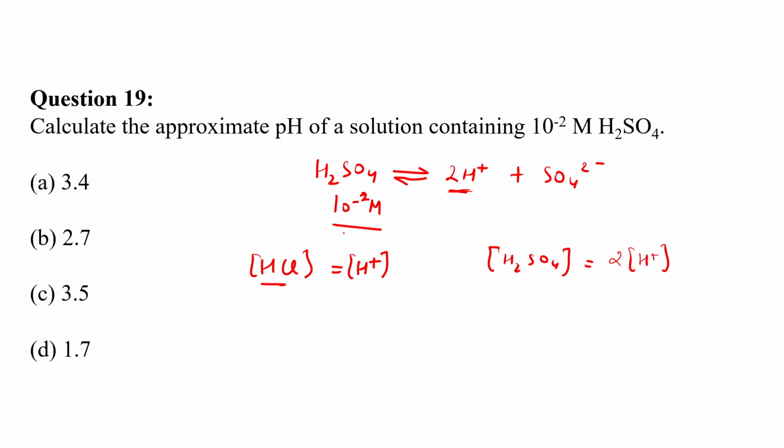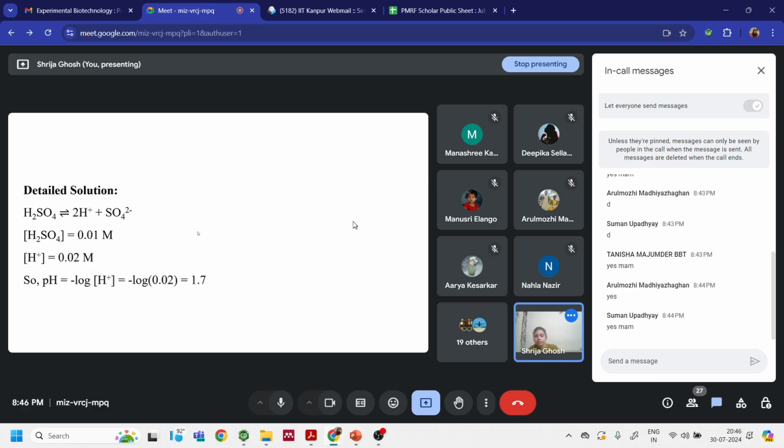So now if you see here, the concentration of H2SO4 is 0.01 molar, that is 10 raised to power minus 2, that is 0.01 molar. So 2H plus ion means the H plus ion concentration will be 0.02 molar. Just multiply it by 2, because 1 molar H2SO4 gives 2 molar of H plus ion. So 0.01 molar of H2SO4 will dissociate into 0.02 molar of H plus ions.